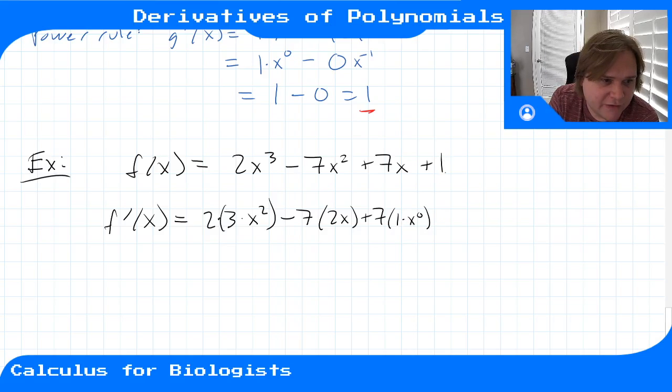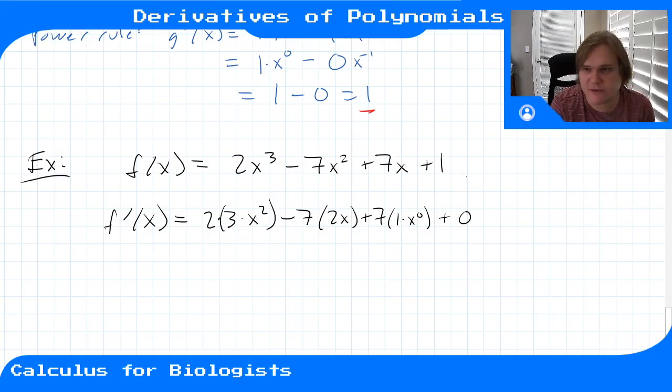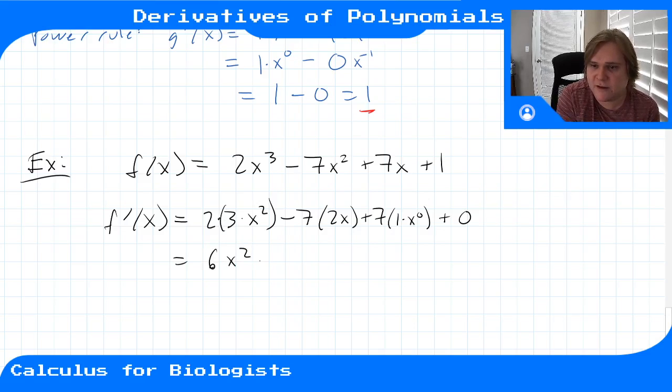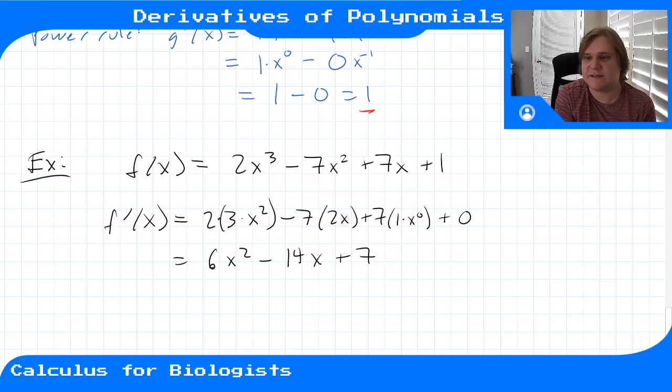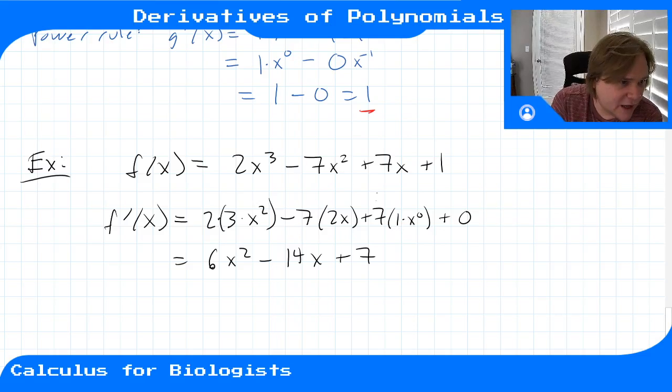And then the derivative of a constant is 0, or we could do the power rule on that. But I'm just going to say derivative of a constant, right? This is x to the 0, so if I pull down that power, I'll get a 0, okay? And then we simplify. 6x squared minus 14x plus 7. Okay, x to the 0 is equal to 1, okay? So it's really not as much work as I made it seem in the previous problem.